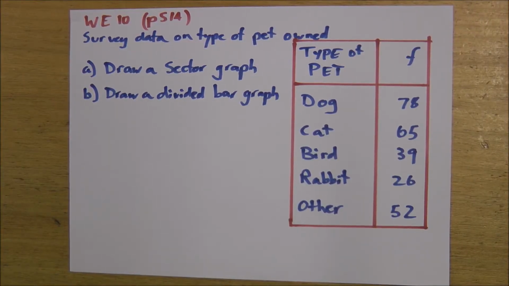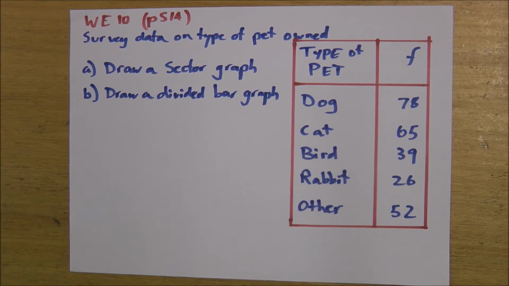Worked example 10. This question's about a survey. All year 7s at a certain school were surveyed about their favourite type of pet, and the responses recorded in the table. And this is the table that we have here. Two tasks were to do: draw a sector graph and draw a divided bar graph.